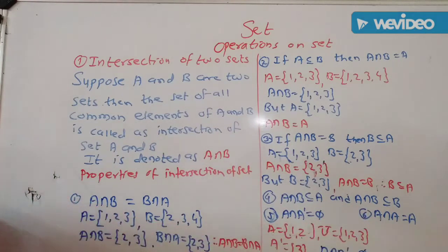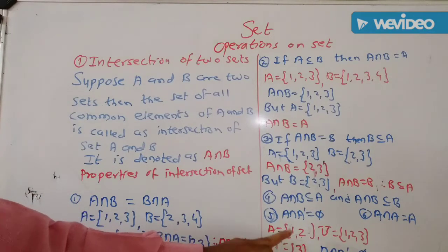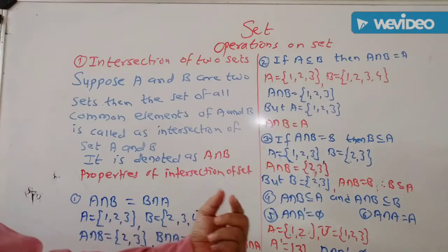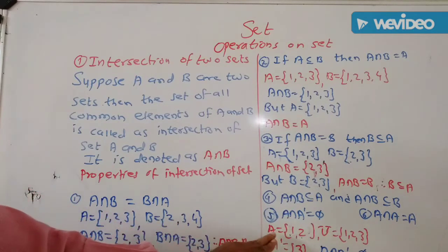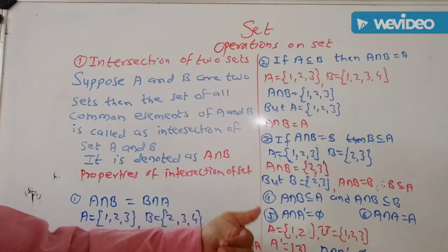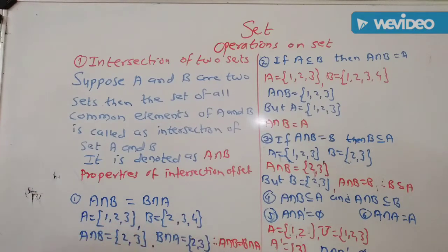And the sixth property is A intersection A is always equal to A. Suppose you are given a set A as 1, 2, 3, and we have to take the intersection of that set A with A. That means A intersection A, we get again A. And these are the properties of intersection of two sets.